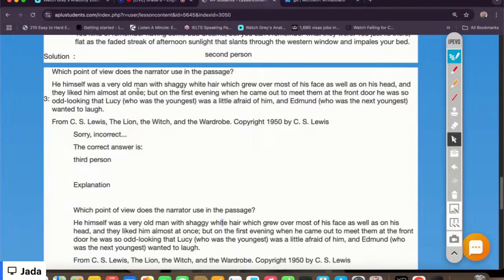He himself was a very old man with shaggy white hair, which grew over most of his face as well as on his head. And they liked him almost at once. But on the first evening when he came out to meet them at the front door, he was so odd looking that Lucy, who was the youngest, was a little afraid of him, and Edmund, who was the next youngest, wanted to laugh.